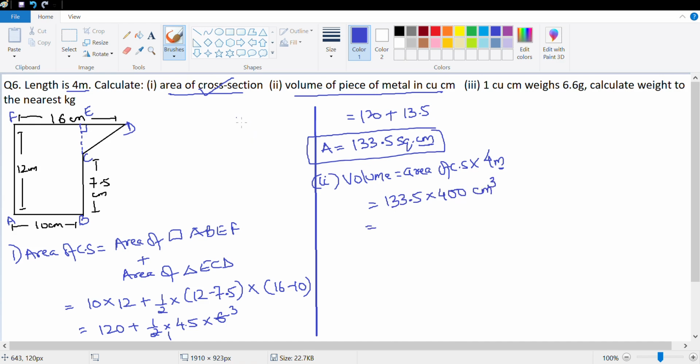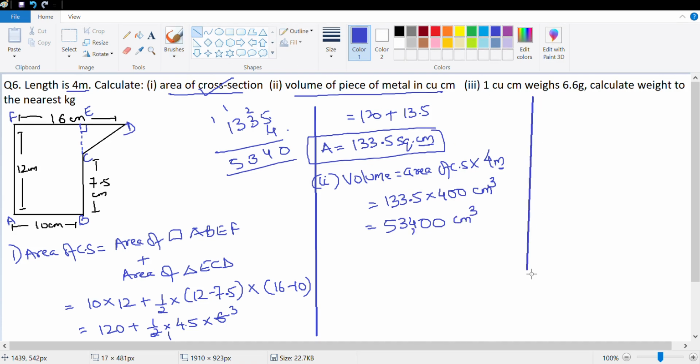Now the multiplication, 1335 multiplied with 4. So this is 4 into 5, 20, 12 plus 2, 14, 12 plus 1, 13, 4 plus 1, 5. So that's 5340. How many decimals? 1 decimal. That means 534 and 2 more. So that's 53,400 centimeter cube. Done. That's my second part of the question also done.